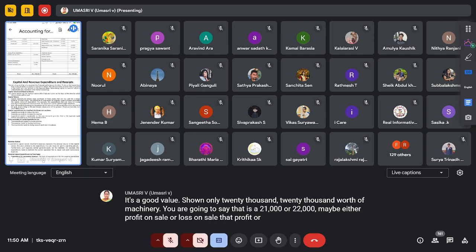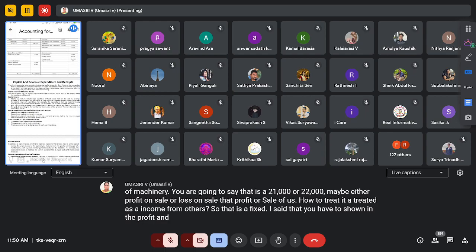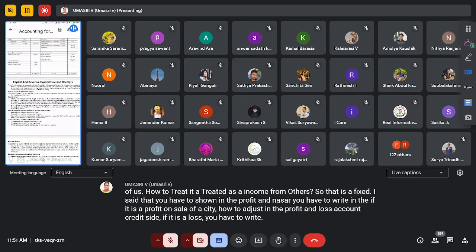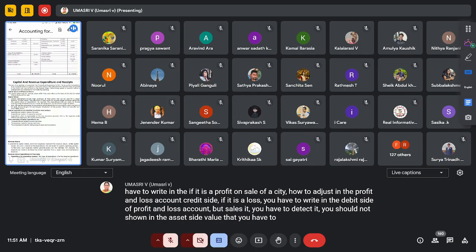That profit or loss on sale of asset you have to treat as income from others, so that is a fixed asset that you have to show in the profit and loss account. If it is a profit on sale of asset, you have to adjust it on the credit side of the profit and loss account. If it is a loss, you have to write it on the debit side of the profit and loss account. But the sale proceeds you have to deduct. You should not show it in the asset side value; you have to deduct it.